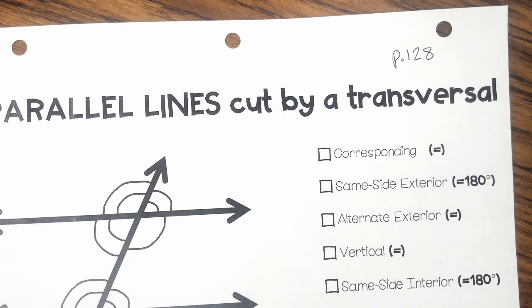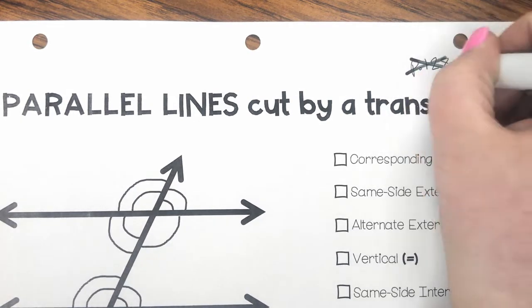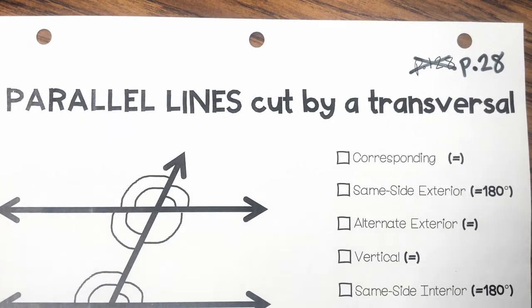Alright, got it. So if you were in my math class from 2021 to 2022, I mislabeled the pages. Oops. I should say page 28. We started over at the second semester, so that is page 28 in your binders, not page 128. So sorry about that.